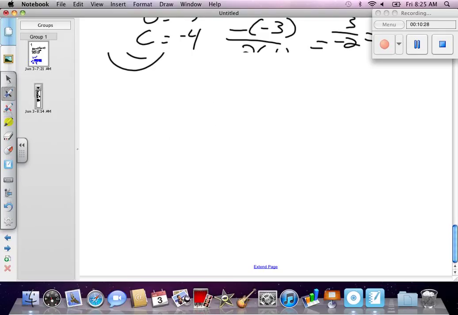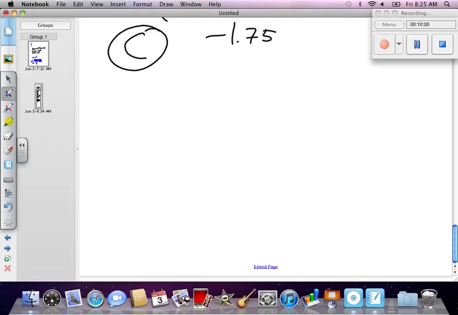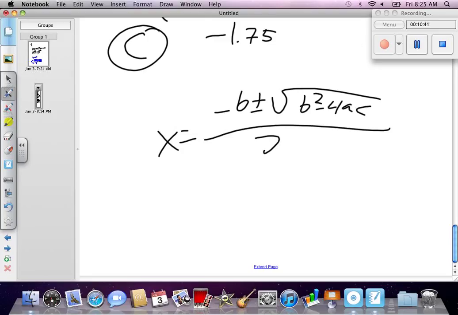Okay, the quadratic equation is something else you should have written down on your cheat sheet. x equals negative b plus or minus the square root of b squared minus 4ac all over 2a. Put that down on your cheat sheet right now. Give us the quadratic equation. Put it down.